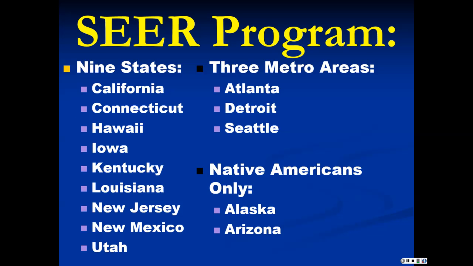So the SEER program started with 9 states: California, Connecticut, Hawaii, Iowa, Kentucky, Louisiana, New Jersey, New Mexico, and Utah. And there are 3 metropolitan areas. I mentioned Atlanta and Detroit, and then also the Seattle metropolitan area, all funded by the SEER program by NCI. And in 2 states, Alaska and Arizona, there are cancer registries that keep track of Native American cases only, and they're also part of the SEER program.